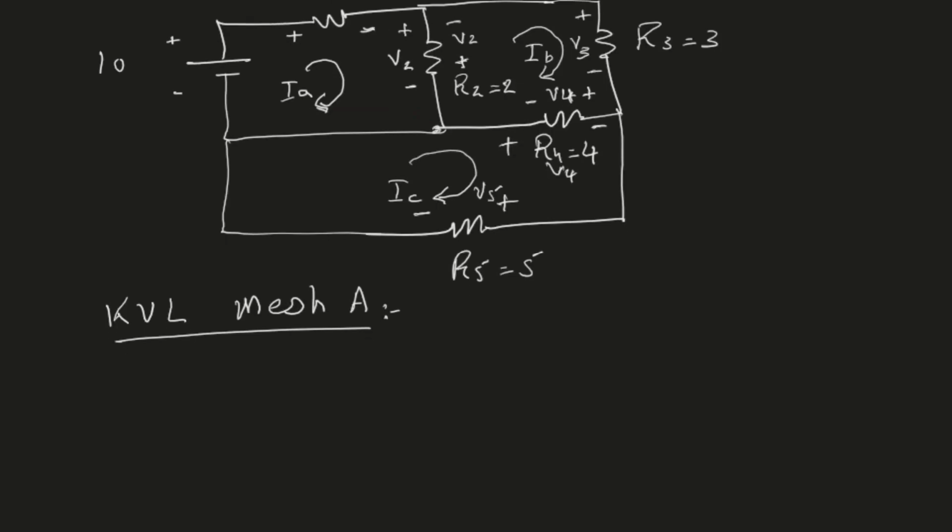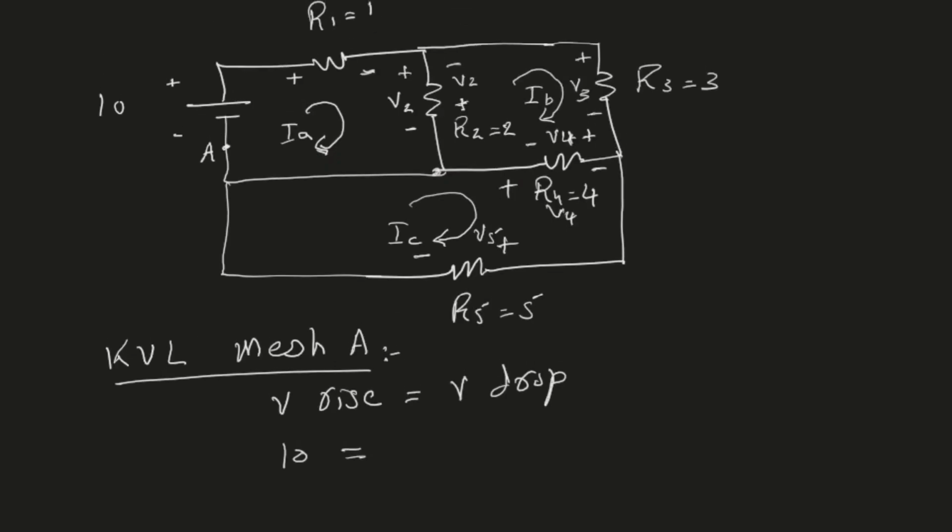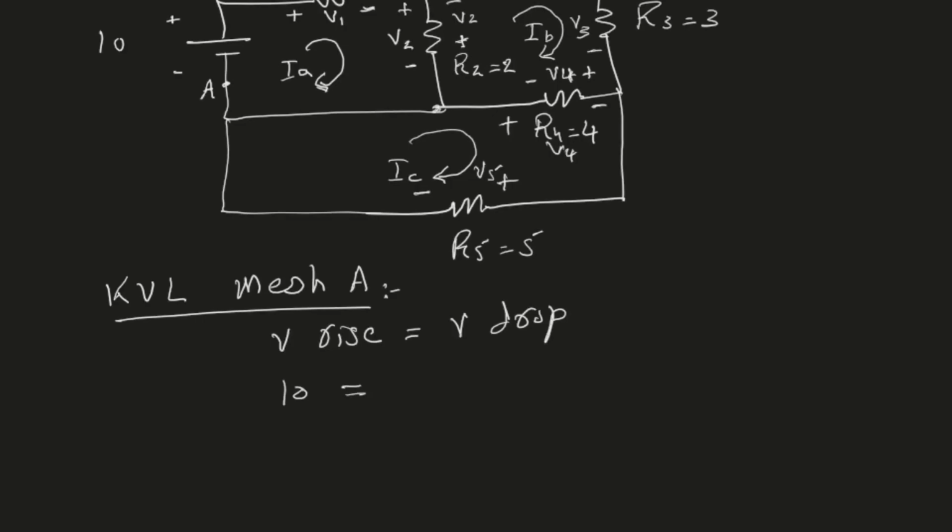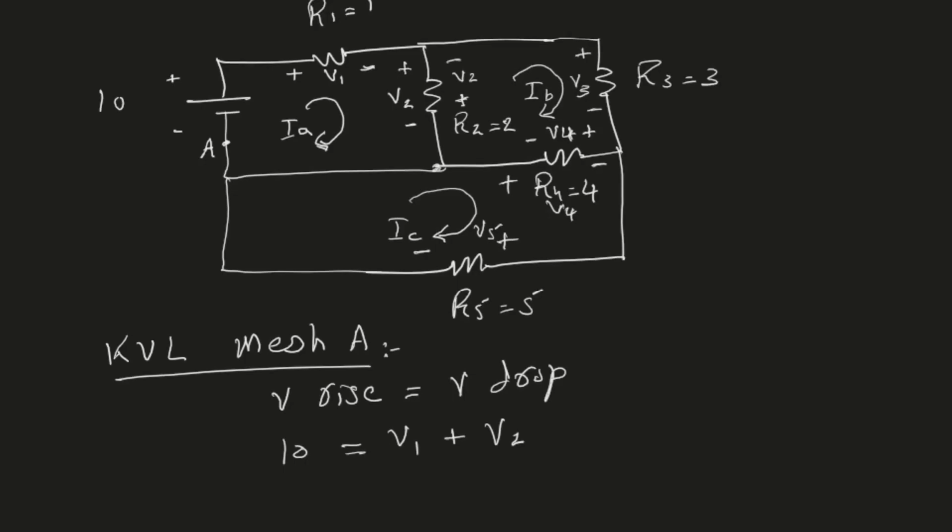Now we can apply KVL. For mesh A, when I apply KVL, I would say voltage rise is equal to voltage drop. That's just the statement of the KVL. I will always stick to the convention that in each loop, I will go clockwise. I will choose a point over here, and from this point, I will go clockwise and come back to the same point. So when I go clockwise from point A, I see a voltage rise of 10 volts. This should be equal to the voltage drop of V1 across resistor R1, plus a voltage drop of V2. All right, so this is our KVL.